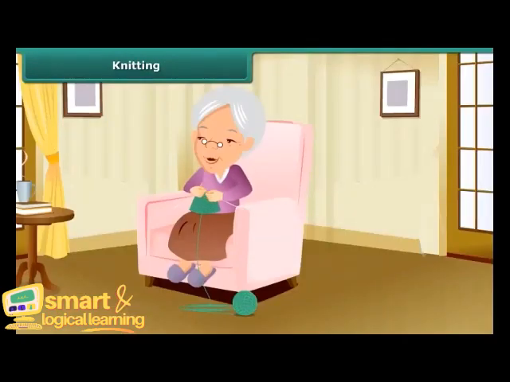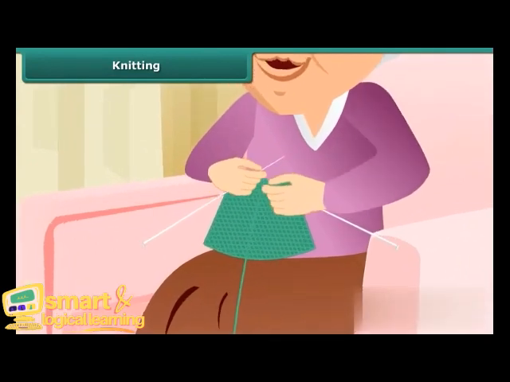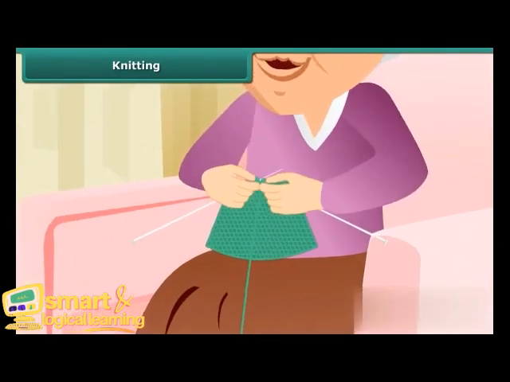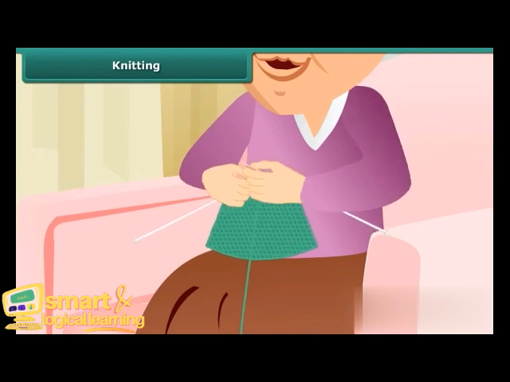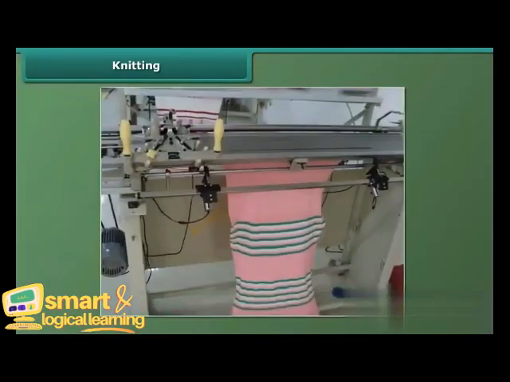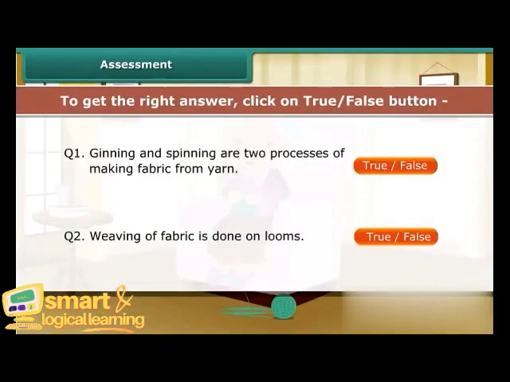Knitting. Children, you may have beautiful sweaters. Do you know how they are made? The sweaters are made by knitting. A single yarn is used to make a piece of fabric. Socks and many other clothing items are knitted fabrics. Knitting is done by hand and also on machines. Can you tell whether the following statements are true or false?